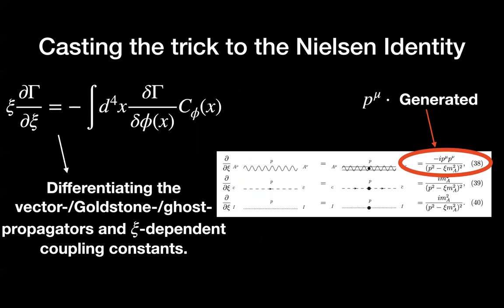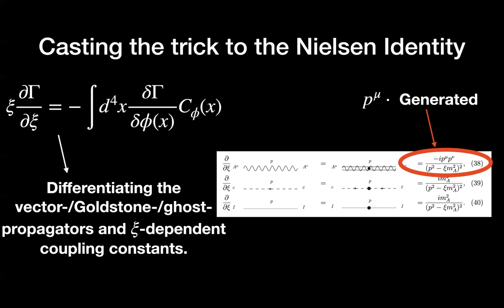So here, we can just cast this trick to the Nielsen identity. And look at the left-hand side of this equation. We'll see the partial derivatives on psi. And for all the propagators of the particles, we see that only three terms are dependent upon the psi. These are the A mu propagator, or the vector boson propagator, the ghost propagator, and the Goldstone propagator. And taking the partial derivative over psi will result in three results of these propagators.